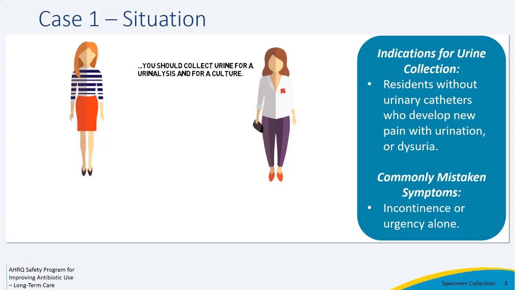Let's take a few minutes to review our indications for collection of urine cultures. Residents who do not have urinary catheters and develop new pain with urination or dysuria should be evaluated with a urinalysis and culture. Incontinence or urgency alone is not an indication to obtain a urine culture. This is a common symptom in the elderly and does not necessarily indicate infection. Clara did report new pain with urination, so it is indicated to obtain a urine specimen for further analysis in this situation.